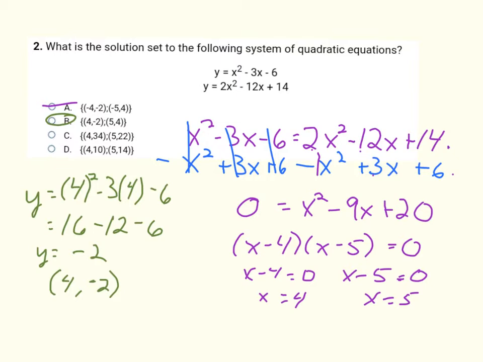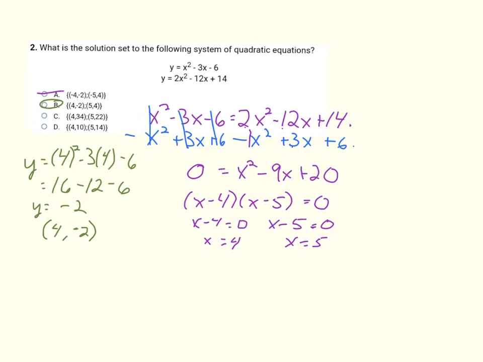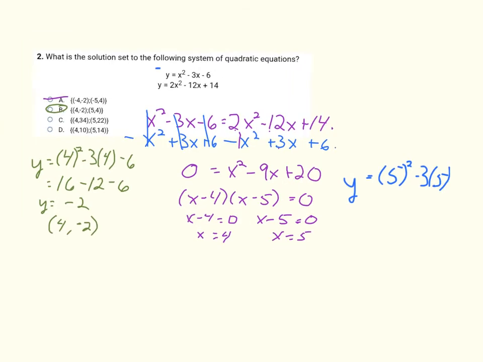So that should be my answer, but it's always a good idea to check to make sure you didn't make a mistake somewhere. So let's go ahead and look at what it would be for x equals 5. So I'm going to do the same equation up here. I'm going to have y equals, and I have an x squared, but this time x is 5, minus 3 times 5, instead of that x, minus 6.